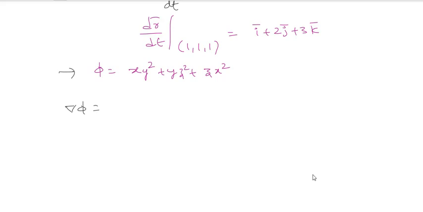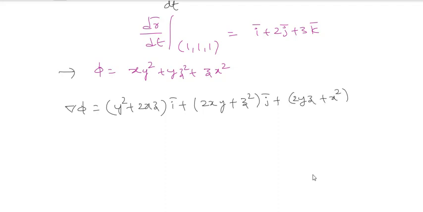So what is your del phi? Del phi by del x will be y square plus 2xz into i bar, plus next, 2xy plus z square into j bar, plus with respect to z, you will have 2yz plus x square into k bar. So now my del phi at the point (1, 1, 1), if I substitute, you will have 3i bar plus 3j bar plus 3k bar.